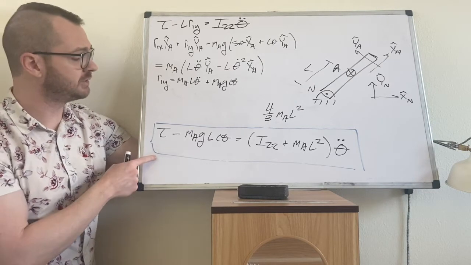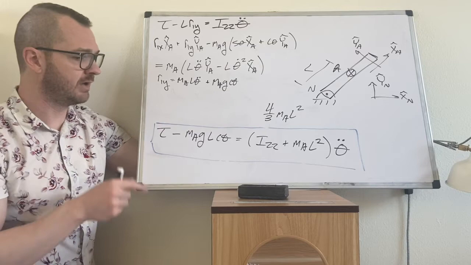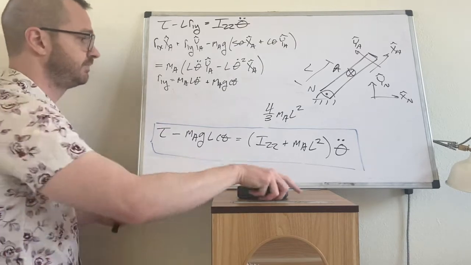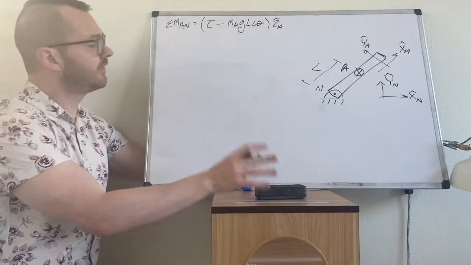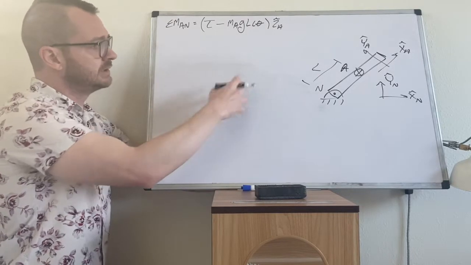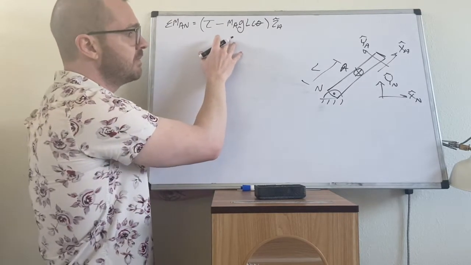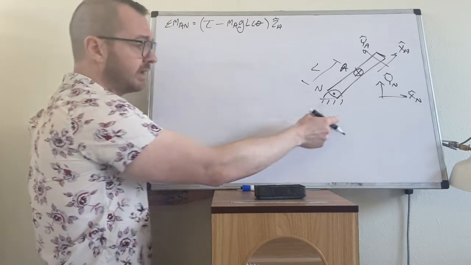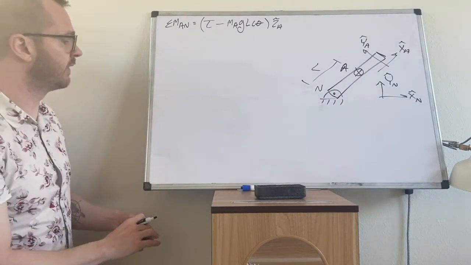If we do it correctly, we should get the same answer. So make sure you have this written down, and let's do that next. I've written sum of moments on A about N. Recall that there's only now the external torque generated by the motor, and then the moment created by gravity, pulling it down. The reaction forces no longer appear.